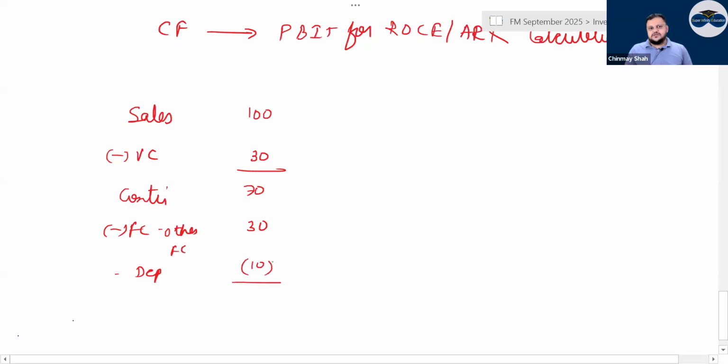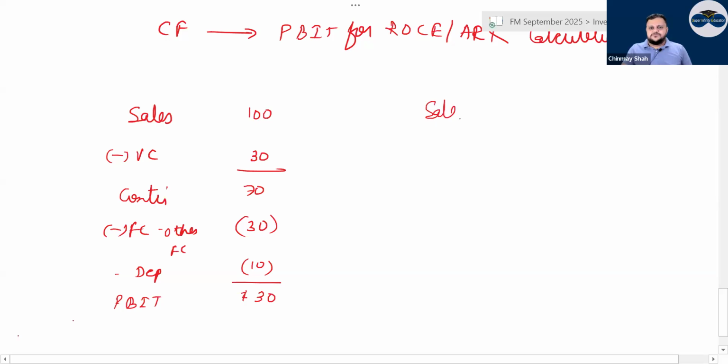Whether it is WDV or any other way, is it a fixed cost? Yes. So 70 minus 30 minus 10, how much is left? 30. What is 30 now? PBIT. Any problem with PBIT? No. But now they are saying no, this PBIT we don't understand.